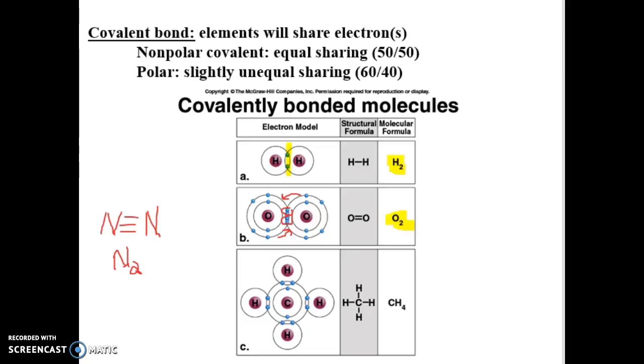So bond strength is important because when you break it, it releases energy. Thus, when we look at the bottom here, we have methane, lots of bonds. Methane's got a lot of energy in it.